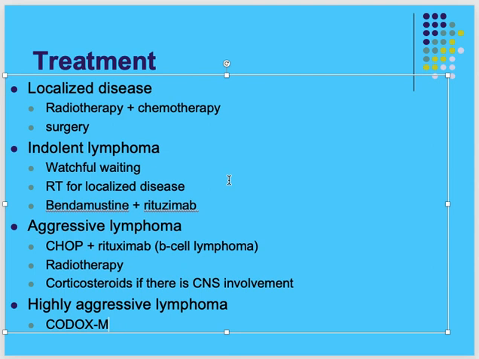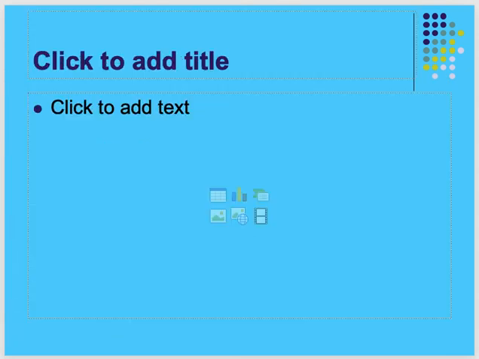So again, it's a chemotherapy regimen which is used to treat very aggressive types of lymphomas. This is how it is treated. Again, if CNS involvement is there, corticosteroids can be given. The complications of this condition remain the same: infections can occur, autoimmune hemolytic anemia can occur, thrombocytopenia can occur, and tumor lysis syndrome can occur. All these things can occur.